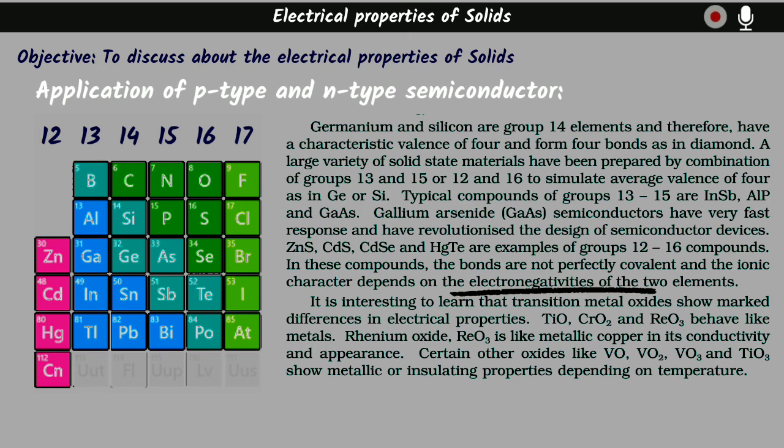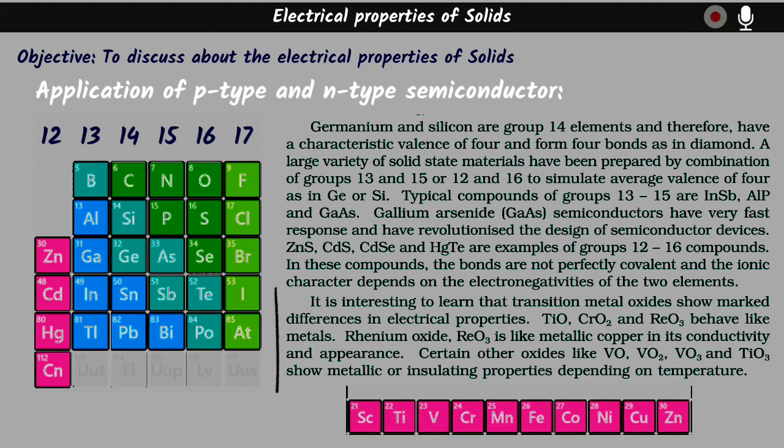And the magnitude of this ionic character, or the percentage of ionic character present in that covalent bond, depends upon the difference of electronegativity between the elements present in that compound. Okay, so in other words, we can say that if the electronegativity difference between the elements present in that compound is high, then the ionic character present in that covalent bond is also high.